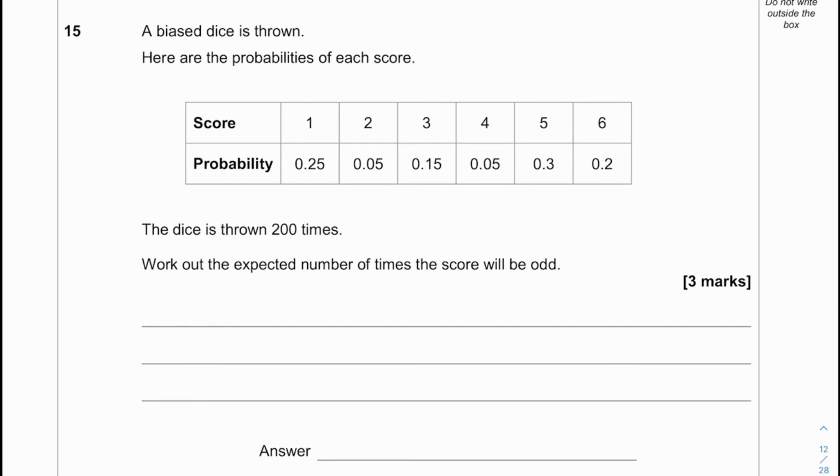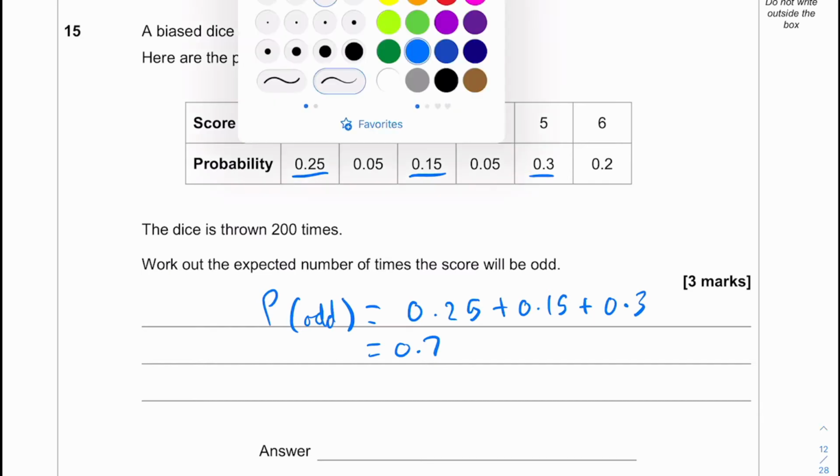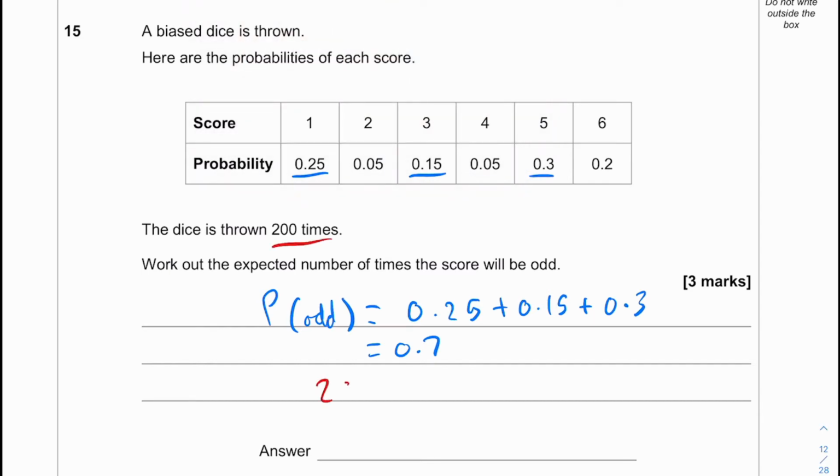So what we need to do is work out the probability, so P of odd, and this is equal to, we've got our 0.25, 0.15 and 0.3, so we just add all these together to get the total probability of the dice rolling an odd number, and this is equal to 0.7. So we then do our 200 throws, and we expect 0.7 probability for odd, so we multiply our 0.7 by 200, and we get 140, so we expect to get 140 odd rolls.